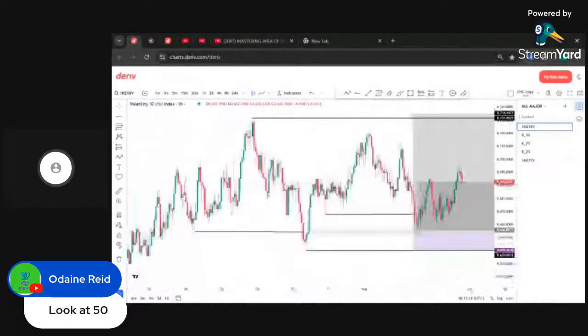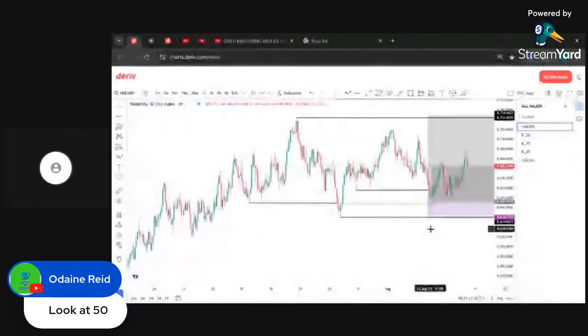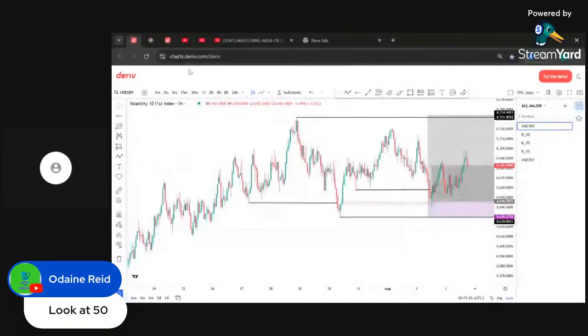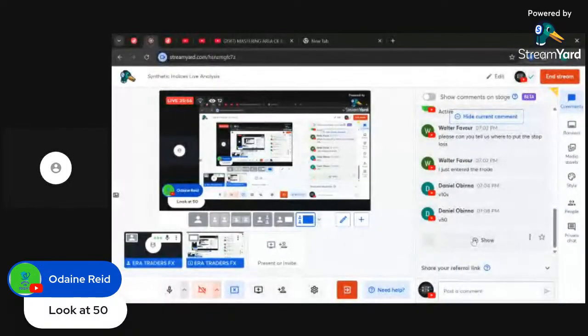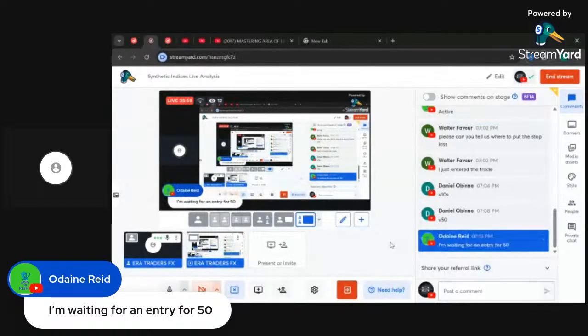I think I saw this setup around yesterday or the day before yesterday. I think it was yesterday. Yeah, yesterday also. I'm waiting for an entry. Yeah, you wait for a buy.